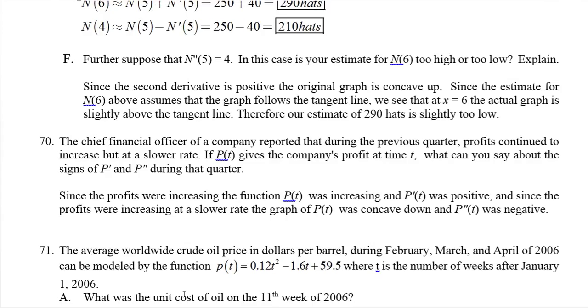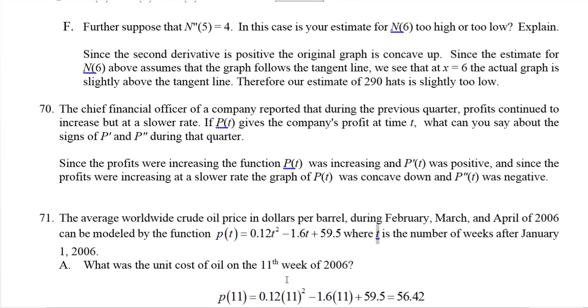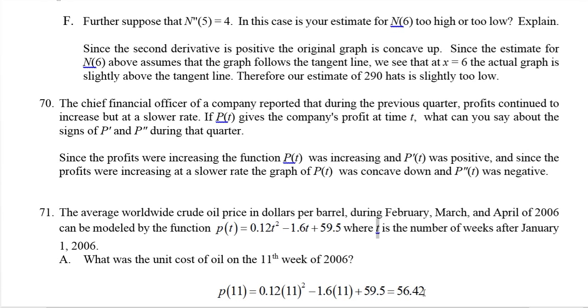The average worldwide crude oil price in dollars per barrel during February, March, and April of 2006 can be modeled by the function P of t equals 0.12 t squared minus 1.6 t plus 59.5. It's a quadratic polynomial function, where t is the number of weeks after January 1, 2006. What was the unit cost of oil on the 11th week of 2006? Well, that's just P of 11. So you just plug in 11 there, work that out. Use your calculator if you want to, do it by hand. Either way, you come up with 56.42.